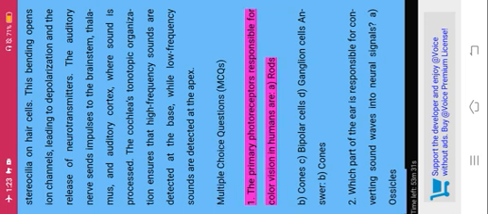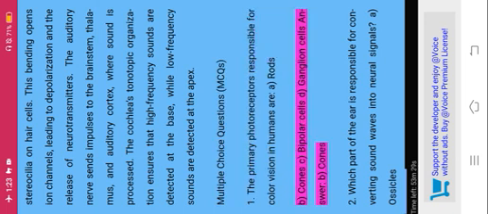Multiple choice questions (MCQs). 1. The primary photoreceptors responsible for color vision in humans are: A. Rods. B. Cones. C. Bipolar cells. D. Ganglion cells. Answer: B, cones.